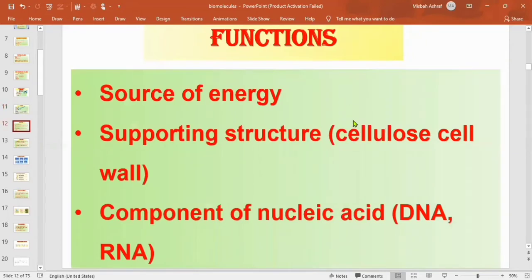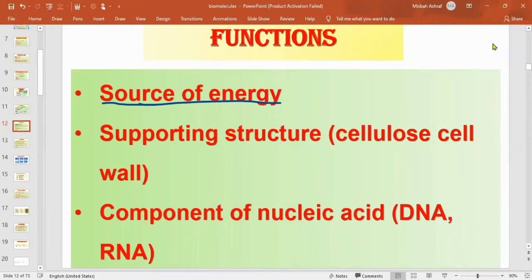The next is the function of the carbohydrates. Carbohydrate is the major instant source of energy. It provides us energy instantly, like glucose. If we need an instant source of energy, then we take the simplest form of carbohydrate, that is glucose.